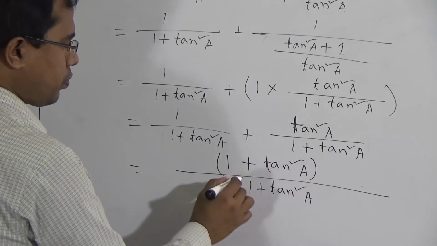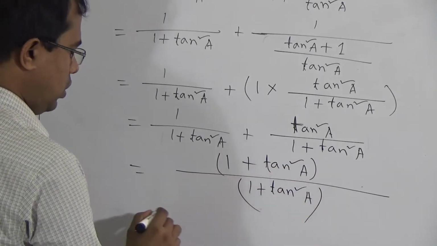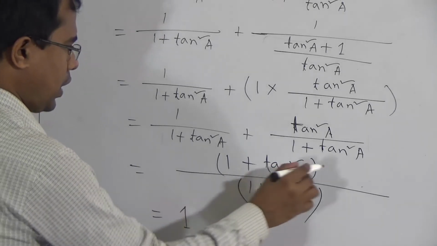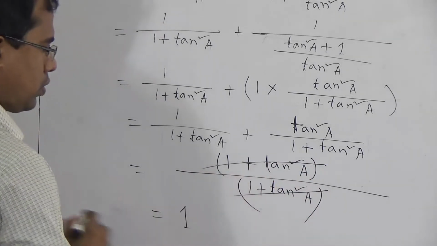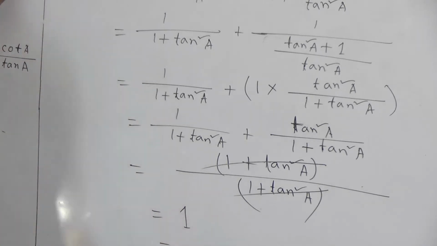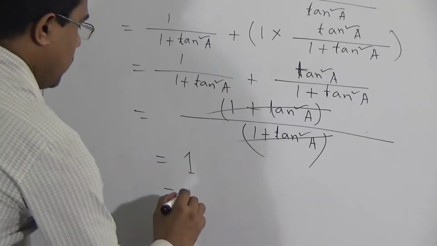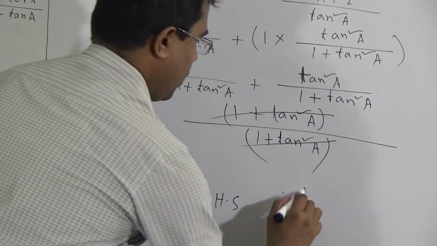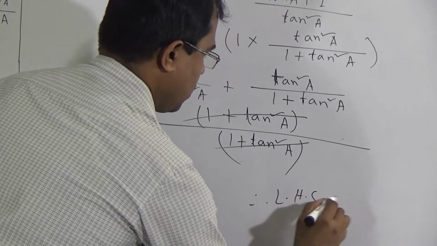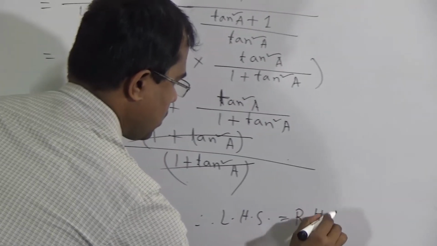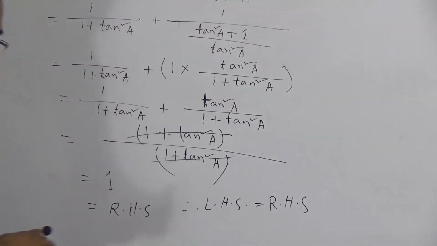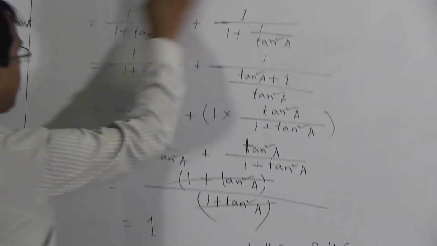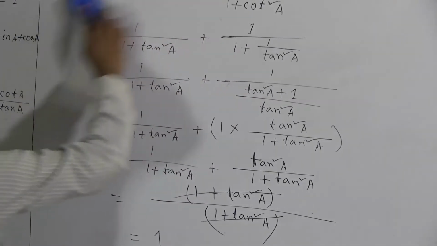So this equal to 1. We can cut numerator and denominators. And this is right hand side. So we can write this is equal to right hand side. Therefore left hand side is equal to right hand side. Okay, dear students, we have solved 2 from 8. Now we will solve 9 number math.